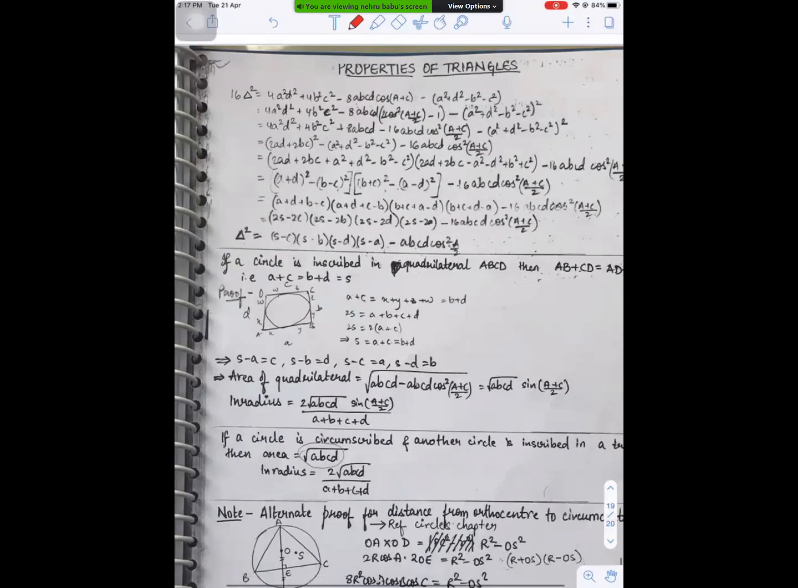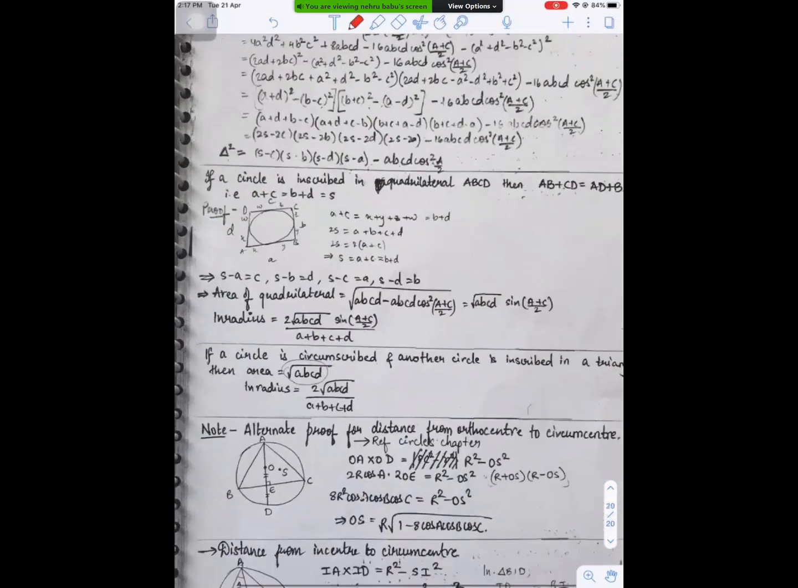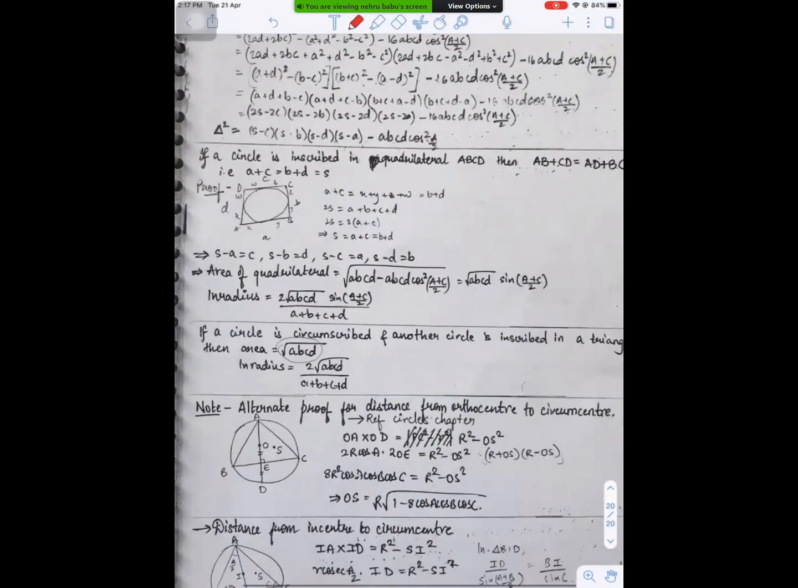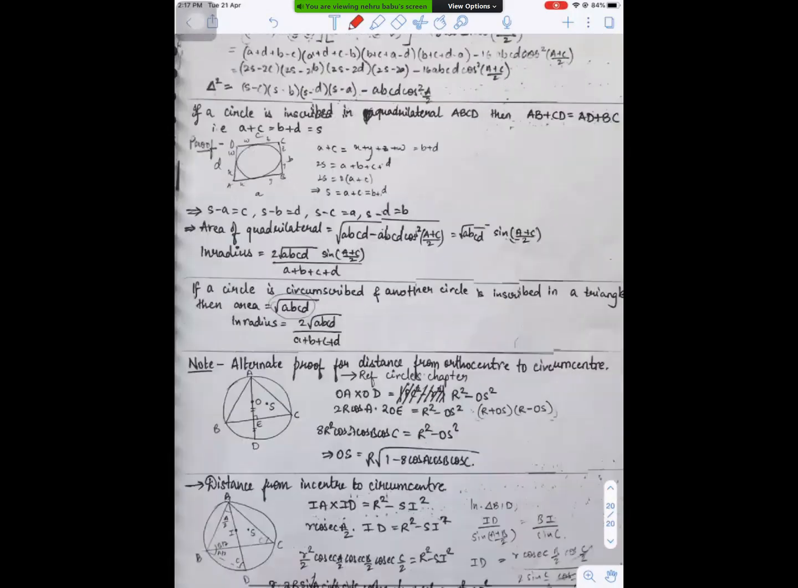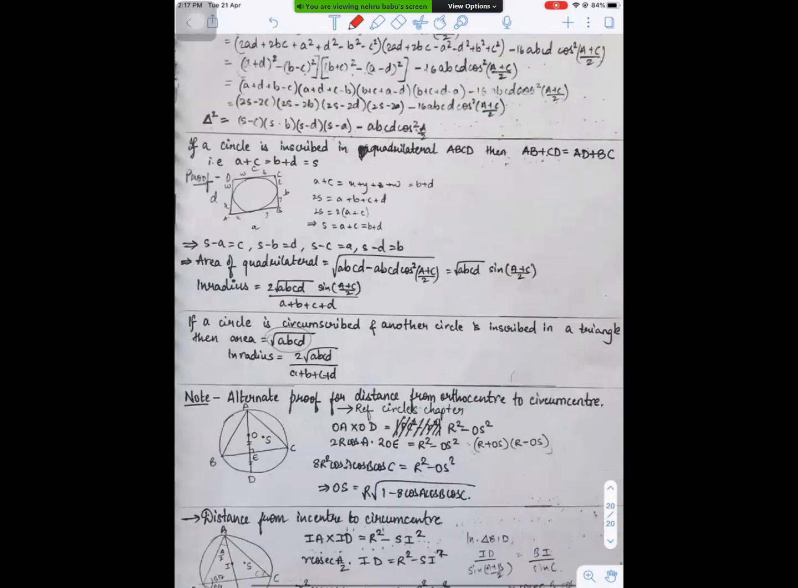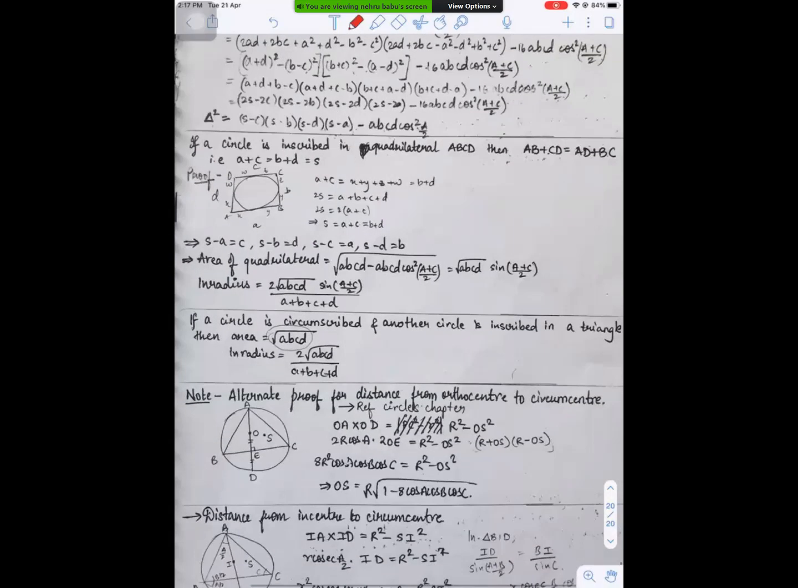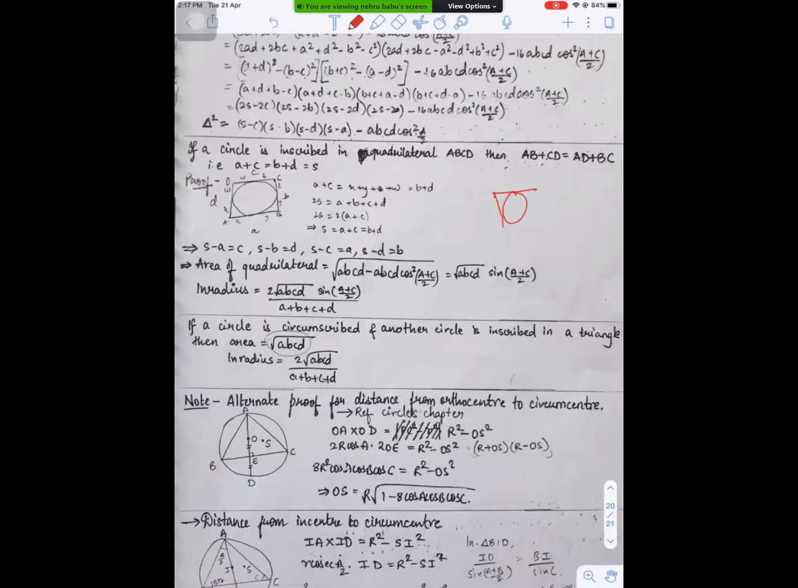Okay. The circle inscribed in a quadrilateral ABCD: AB plus CD equal to AD plus BC. I think this point we already know, the lengths of tangents are equal. Like this statement, AB plus CD equal to AD plus BC. That is the in-radius, like different results we discussed.